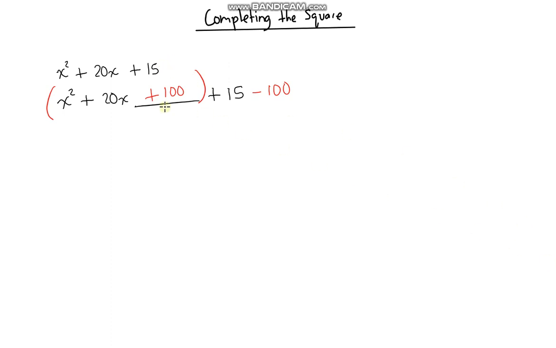But now I've got a perfect square, I can factorise. So this here is x plus 10 squared. 10 times 10 is 100, 10 plus 10 is 20, and then we've got plus 15 minus 100, which is minus 85. And I have completed my square. I have factorised my original expression. Okay, let's do another one. So like I said, they'll get progressively harder.